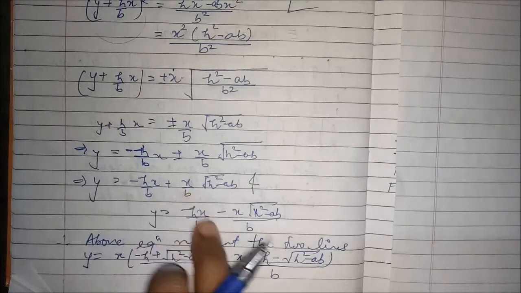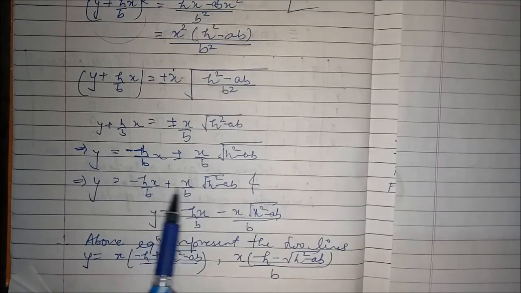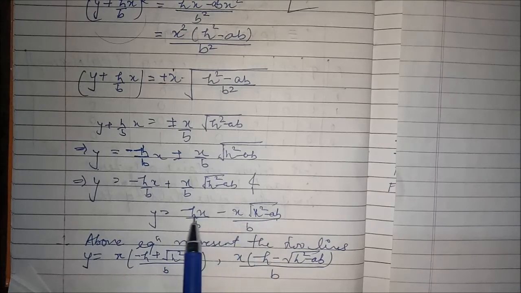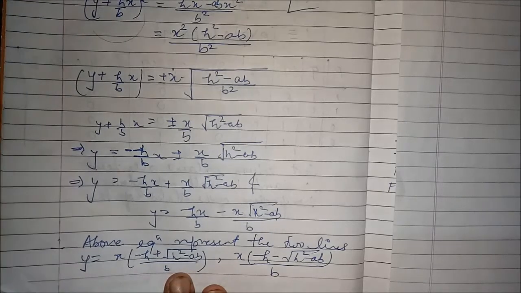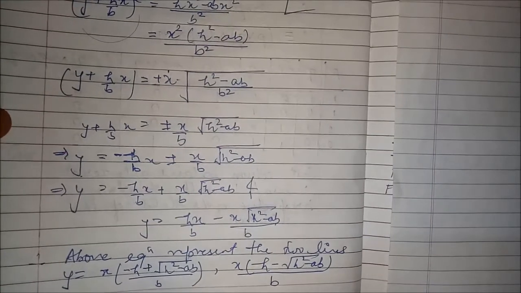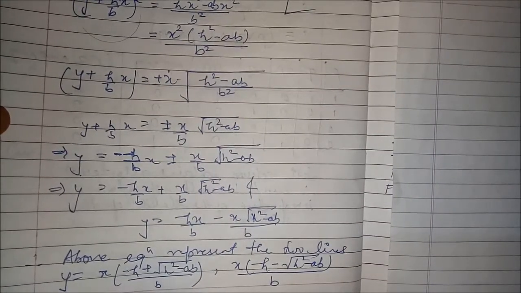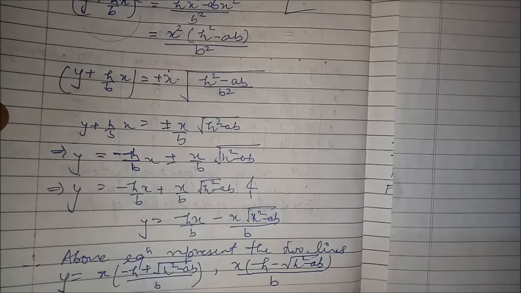So these equations are written as, from here I have taken x common, then minus h plus root of h square minus ab upon b. From here also x is taken common, minus h square minus ab upon b. These two lines represent the two separate lines for the combined equation of ax square plus 2hxy plus by square. Since these lines pass through the origin, the homogeneous equation represents a pair of lines through the origin.